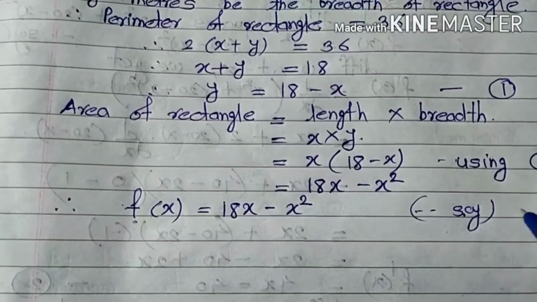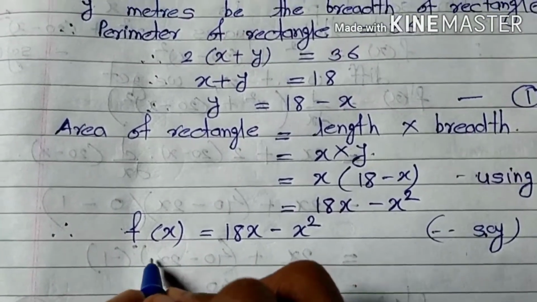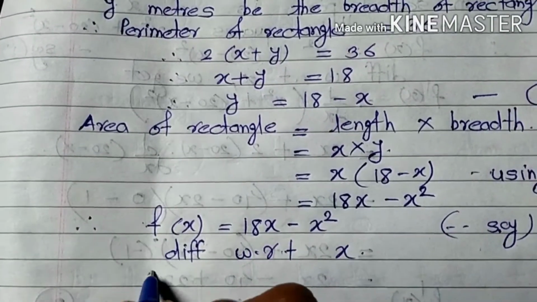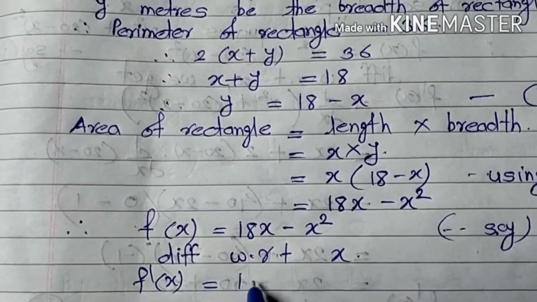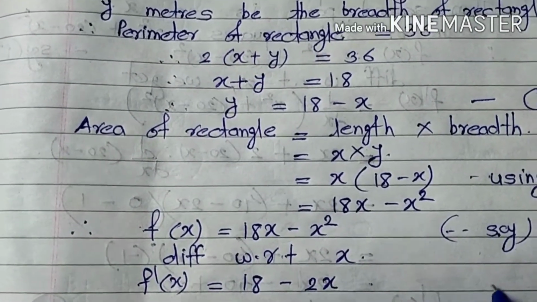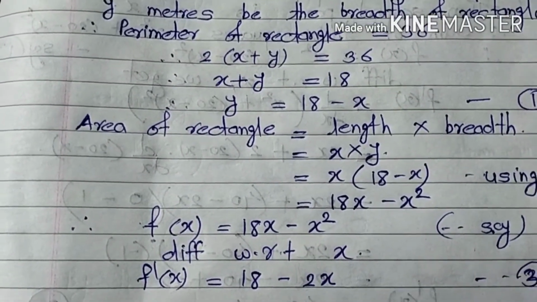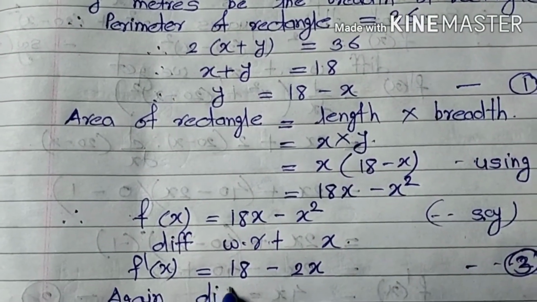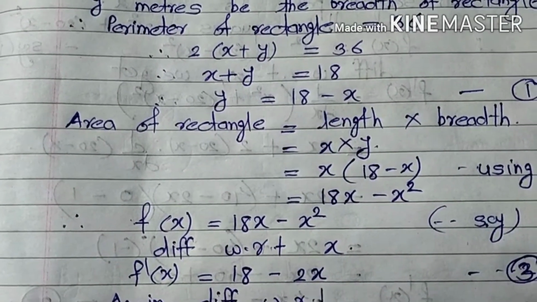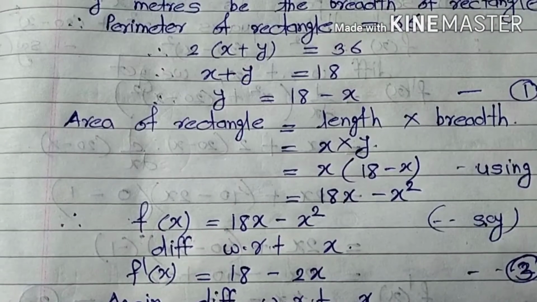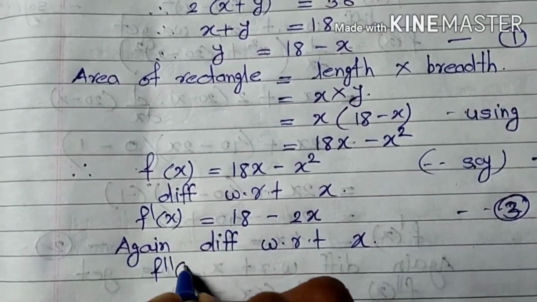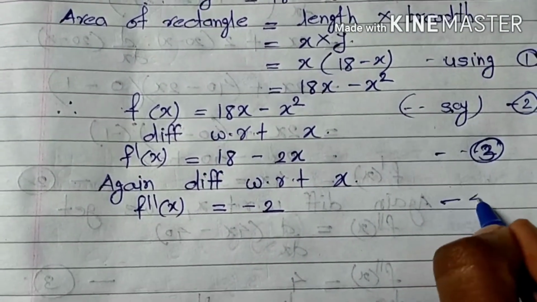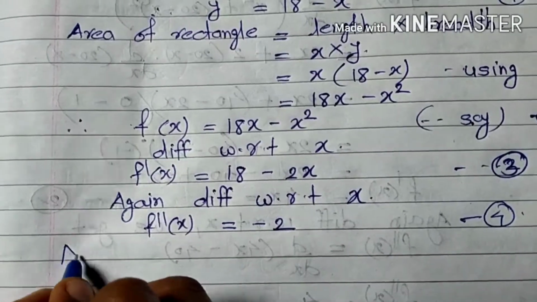Give it equation second. Now differentiate with respect to x. So f dash of x is equal to 18 minus 2x. Give it equation third. Again differentiate with respect to x. So it will become f double dash of x is equal to minus 2. Give it equation 4.